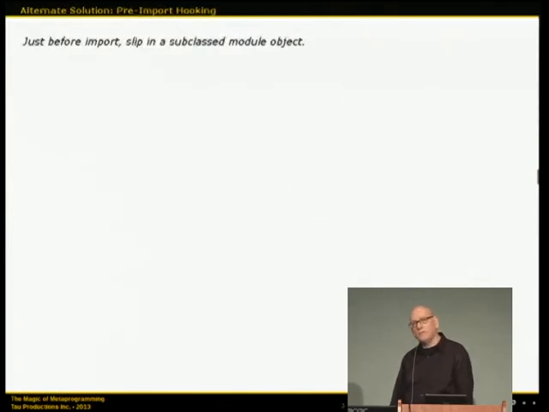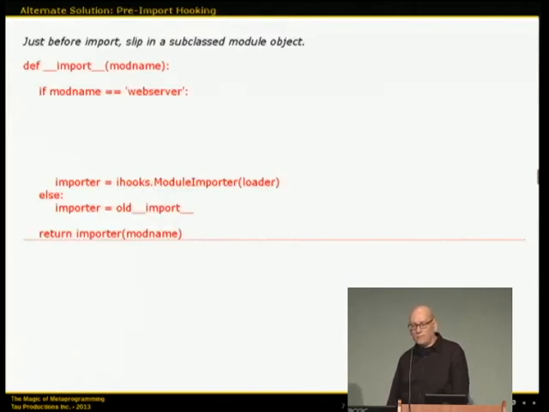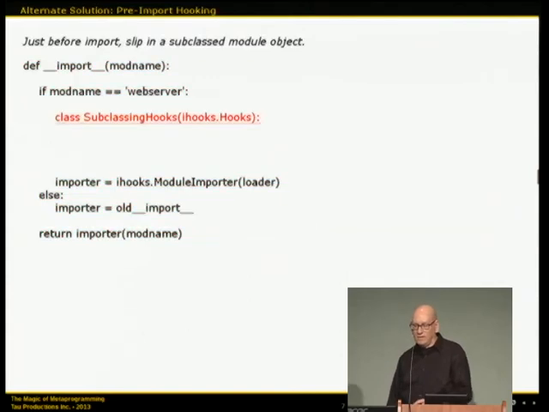An alternate solution may be that you want to have more control. You want to actually be involved in the module. So we could actually subclass the module. You don't often think about subclassing modules, but it's perfectly possible to do that. So here we have our import hook, and we still have the test for web server. And in the standard library, there is an ihooks module that will let us intervene in the import process in a more advanced way. What we're going to do is define a hook so that whenever an import occurs, our hook will be invoked.